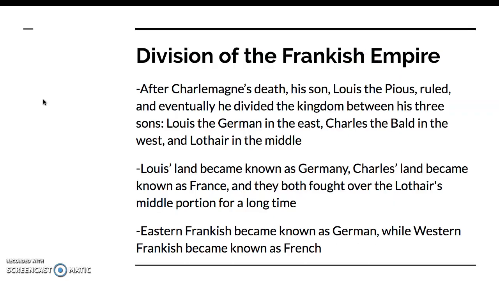Division of the Frankish Empire. After Charlemagne's death, his son Louis the Pious ruled and eventually divided his kingdom between his three sons. Louis the German in the east, which makes sense because it's the area now known as Germany. Charles the Bald in the west, which is another terrible nickname, and then Lothair in the middle. Louis's land became known as Germany, Charles' land became known as France, and they both fought over Lothair's middle portion for a very long time. Poor Lothair. Eastern Frankish became known as German, while Western Frankish became known as French.